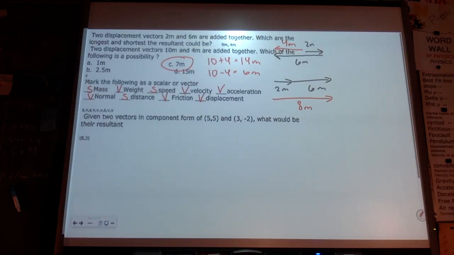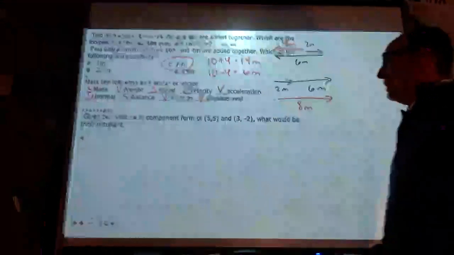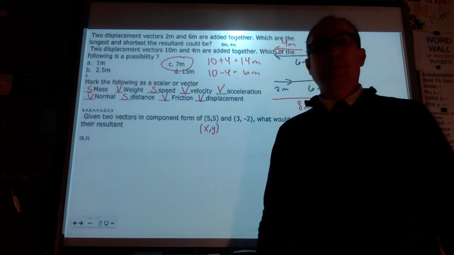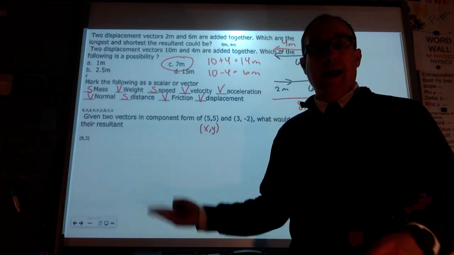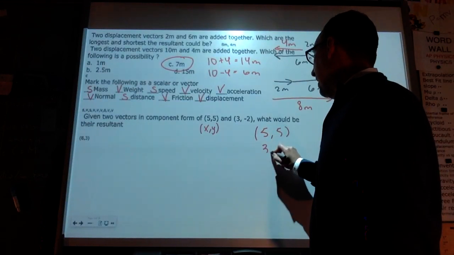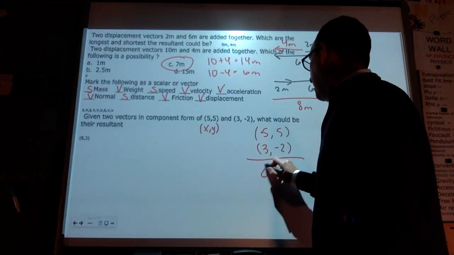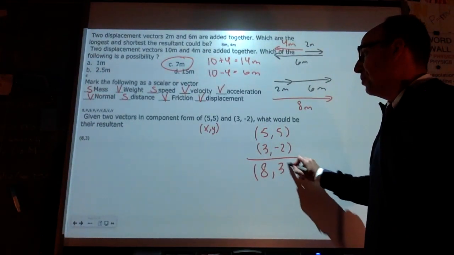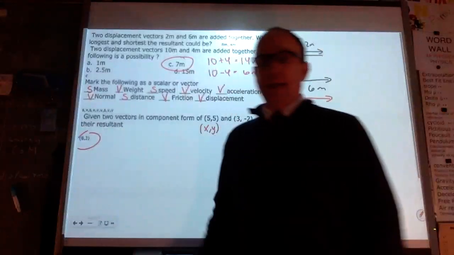The other way that we can add vectors is by solving for the components or just using the components. So these could be given in Cartesian coordinate form, which is x, y, and you would just add the x's together and add the y's together. So I have 5, comma 5, I have 3, comma -2, and this is going to give me 8, because 5 plus 3 is 8. 5 plus -2 would be 3. So my resultant would be 8, comma 3.